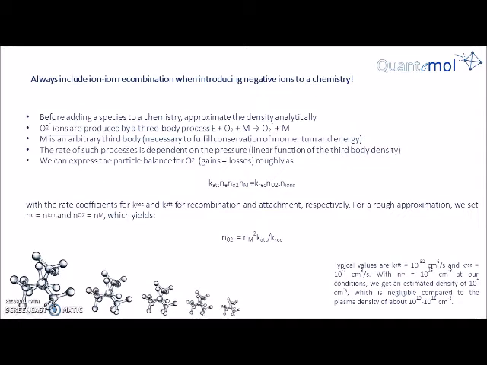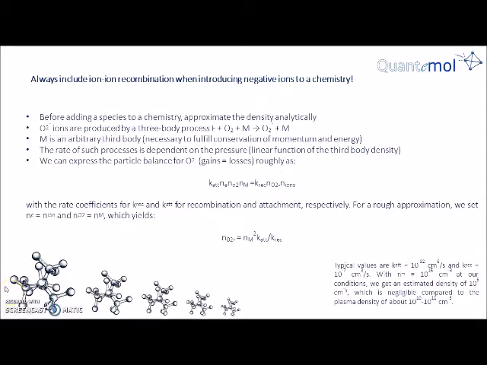Thus, we can express the particle balance for O2 negative, gains equal to losses, roughly as K_at Ne NO2 Nm equal to K_rec NO2 negative N_ions, with the rate coefficients K_rec and K_at for recombination and attachment respectively. For a rough approximation, we set Ne equal to N_ion and NO2 equal to Nm, which yields NO2 negative equal to Nm squared times K_at divided by K_rec.